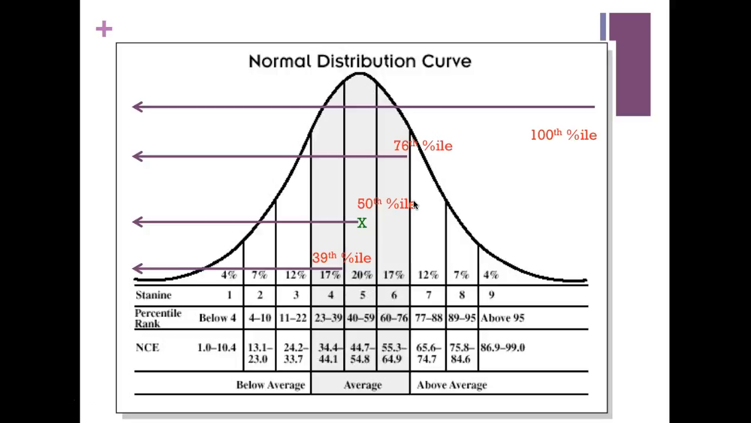The sample for a norm reference test is a national sample, so it gets really big. So when you see a percentile, if I get a 76th percentile in math, that means that I did better than 76% of the students who took the test. I didn't get 76 right. It's how many of the sample of students did better or worse than the rest.